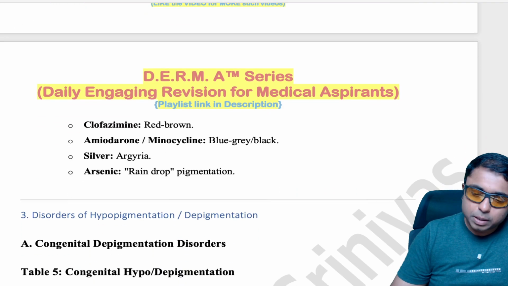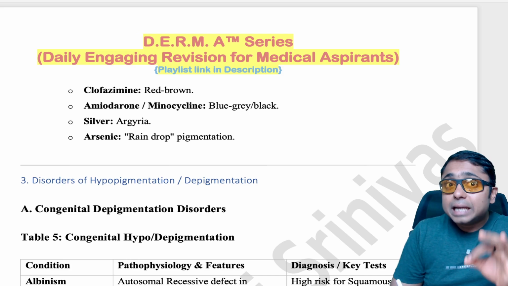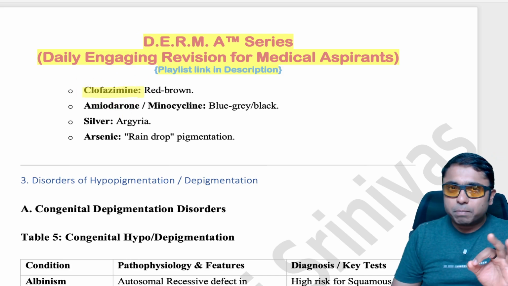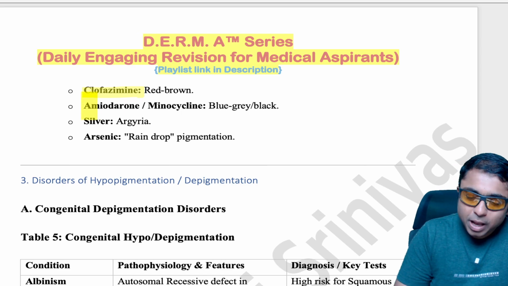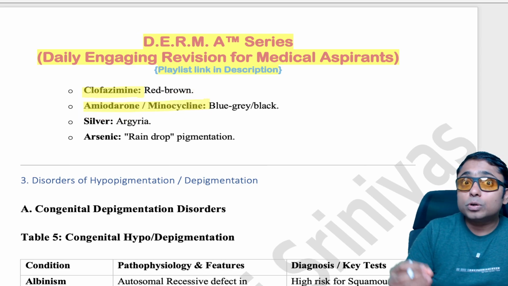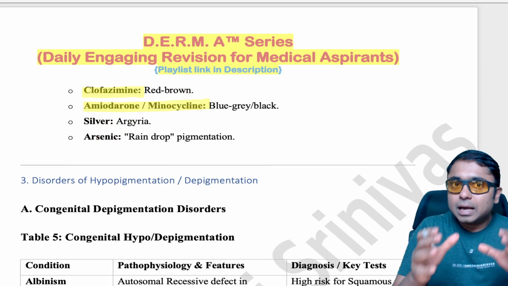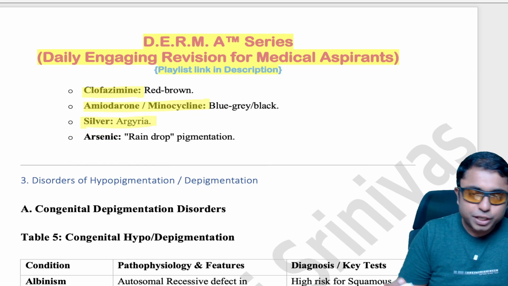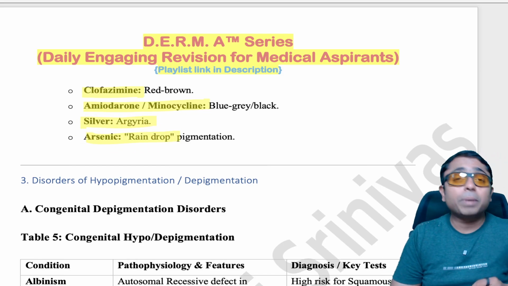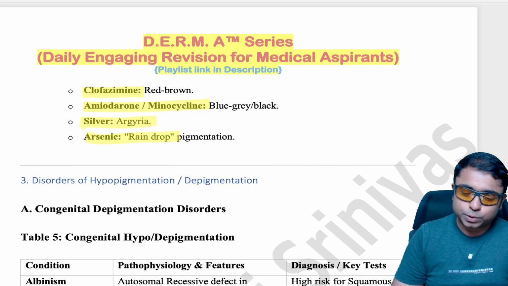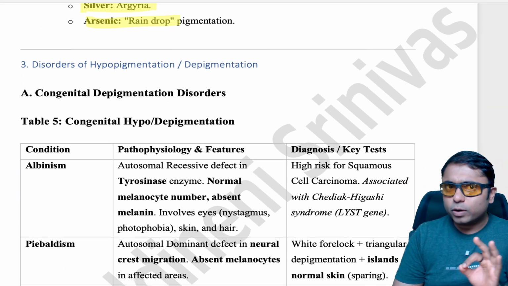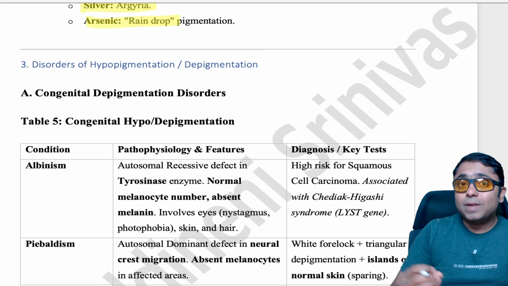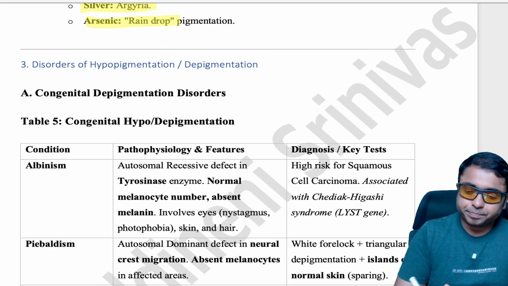A few drugs which you have to remember are very, very important. The anti-leprosy medication clofazimine can produce coppery red brown discoloration over the body. Amiodarone and minocycline can produce bluish discoloration over the face and acne scars respectively. Silver causes argyria; arsenic causes raindrop pigmentation, present especially over the palms and soles. All of these are very, very important. Of course, bleomycin you can add on. Bleomycin is going to produce flagellate pigmentation over the body.